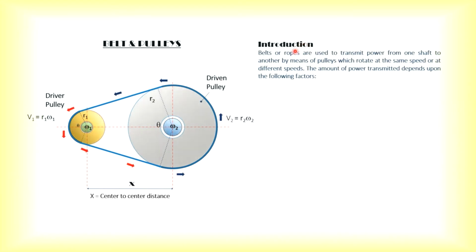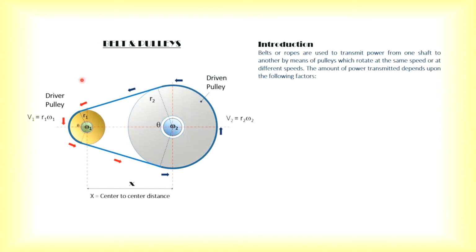So the introduction: belts or ropes are used to transmit power from one shaft to another by means of pulleys which rotate at the same speed or at different speeds. The power usually will be transmitted from driver to driven, from the smaller pulley to the larger pulley. Here we have chosen the smaller pulley as the driver, and the driven is the larger pulley.